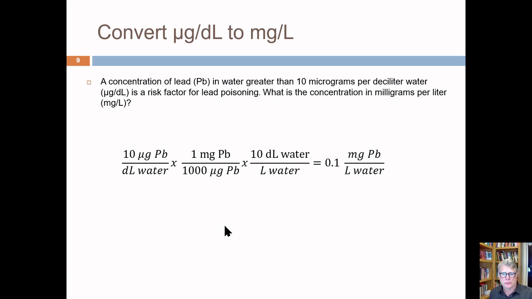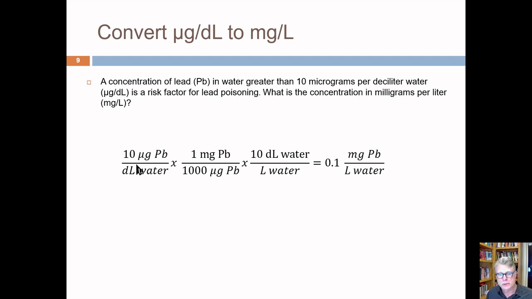Let's do our first example of dimensional analysis. Here's the problem statement. The concentration of lead, abbreviated Pb, in water greater than 10 micrograms per deciliter of water is a risk factor for lead poisoning. What is this concentration in units of milligrams of lead per liter of water? Let's do the dimensional analysis.